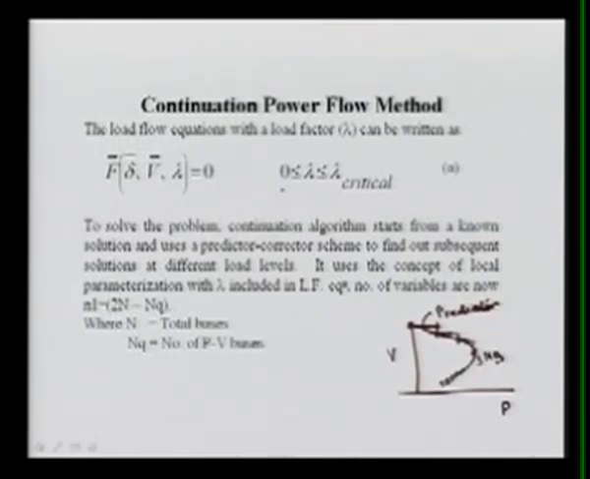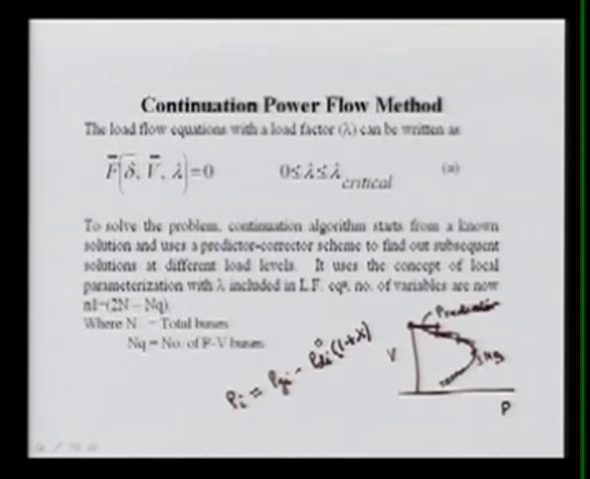For example, we can write the load injection at any bus i as Pi equals the power generation at that bus minus P demand at this bus. This P demand is the base case, or the initial loading of the ith bus. Now if you want to increase the load at this bus, I can use 1 plus a term lambda. Lambda can vary from 0 to a certain lambda critical value.